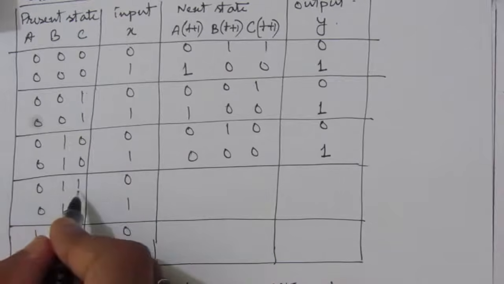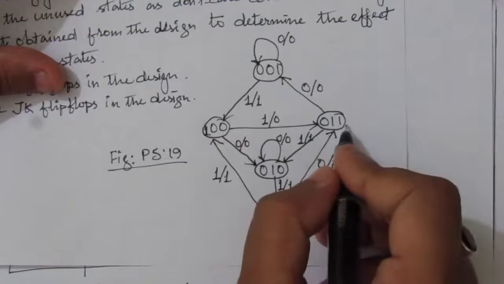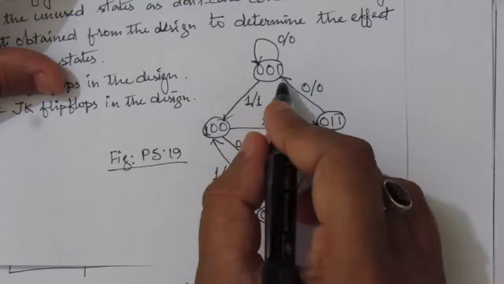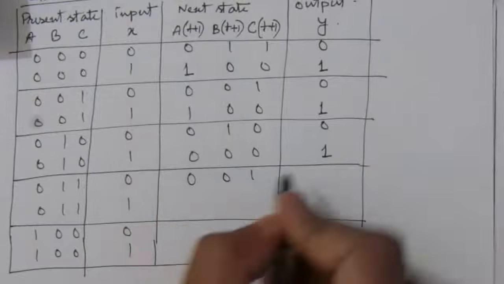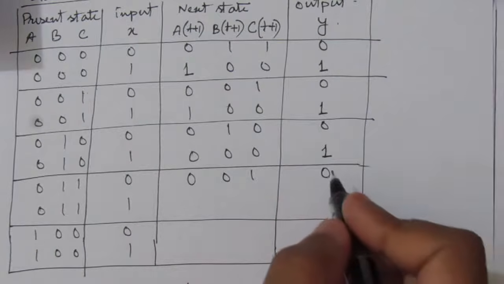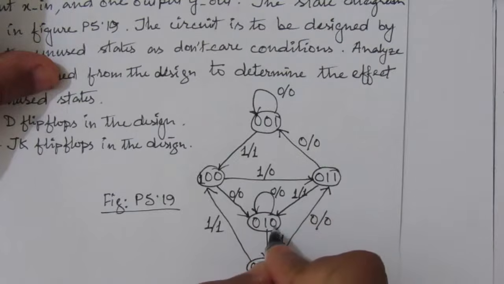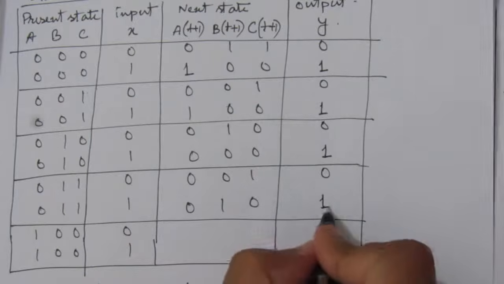Next we have present state 0 1 1 and the input is 0. So from this present state 0 1 1, input is 0. It will go to next state 0 0 1 and the output is 0. Next we have input is 1. From 0 1 1, when input is 1, this one is the input. So it will go to next state 0 1 0 and the output is 1.